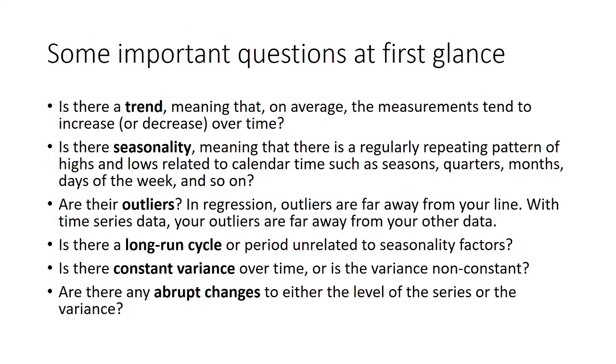So here's the questions you look at first. Is there a trend? Do they increase or decrease over time? Is there seasonality, meaning there's kind of a regular repeating pattern? Are there outliers? Again, are there long-run cycles or periods unrelated to seasonality factors? And is there a constant variance, or is the variance non-constant? Or are there abrupt changes? And that, again, is something that can help us look.